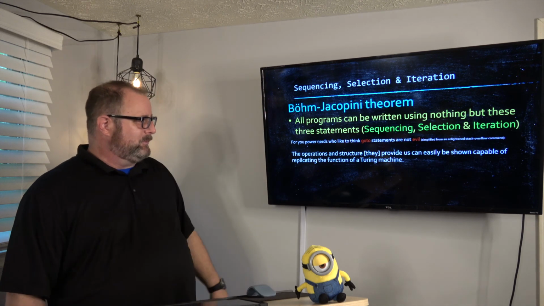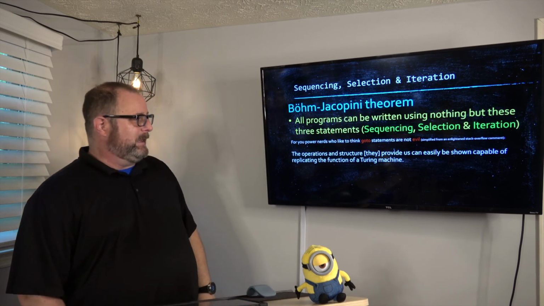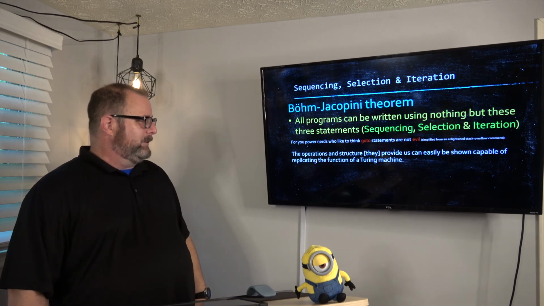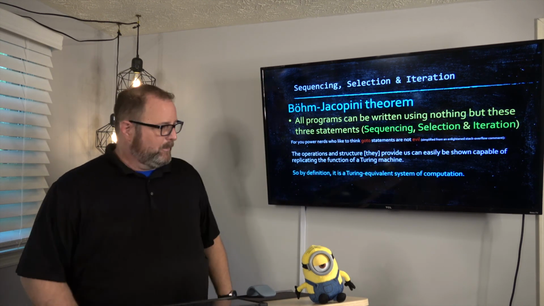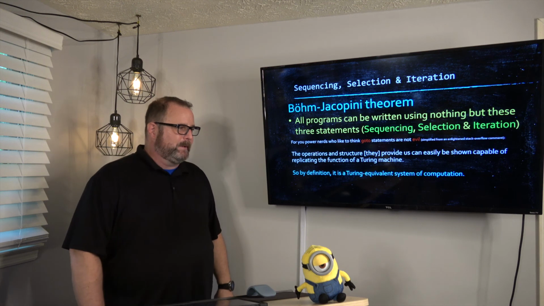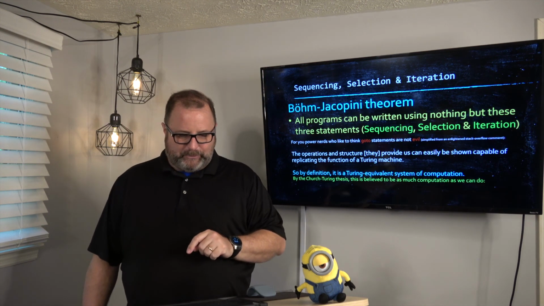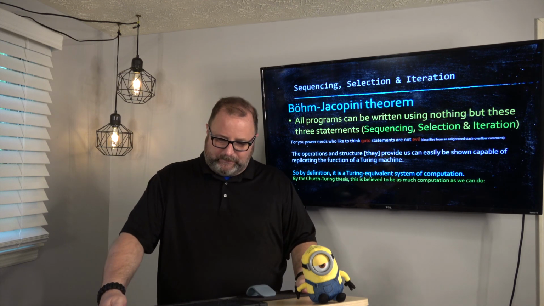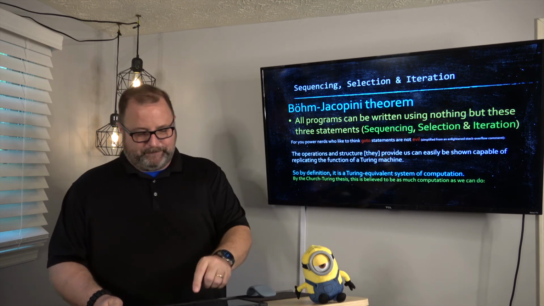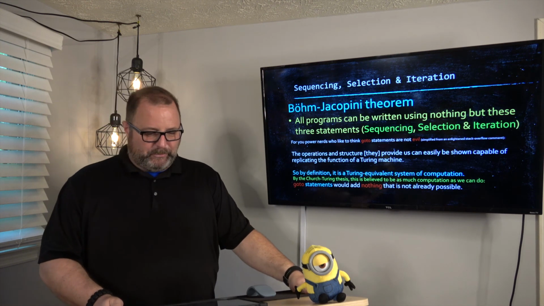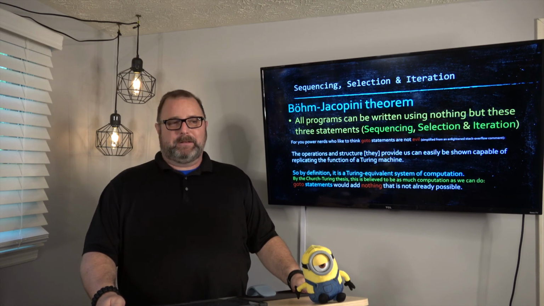The operations and structures that these three things provide us can easily be shown capable of replicating the function of a Turing machine. So by definition, it is a Turing equivalent system of computation. By the Church-Turing thesis, this is believed to be as much computation as we can do. Go-to statements would add nothing that is not already possible.